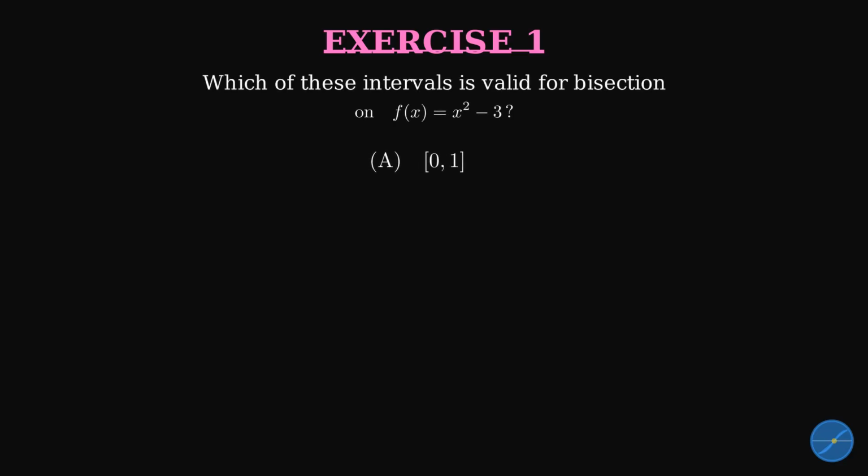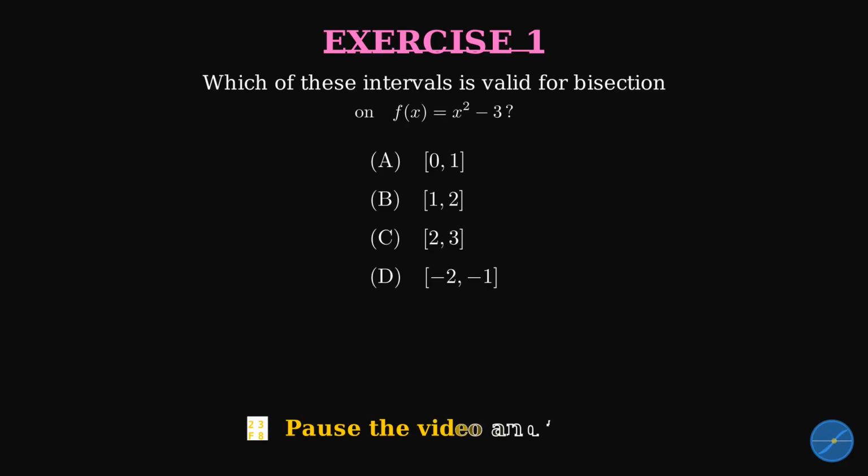Time to try one yourself. Exercise 1. Which of these intervals is valid for bisection on x squared minus 3? Here are 4 candidates. Pause the video and work out the signs. I'll wait.